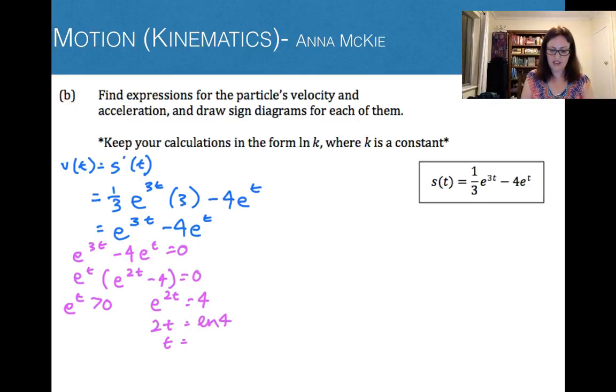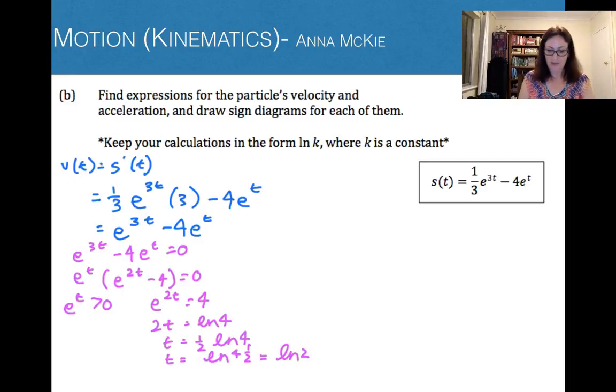Solving for t, divide by 2 or times by 1/2, and that's also the same as ln 4 to the power of 1/2, and then t, I've run out of room at the bottom here, that's equal to ln 2. And the decimal equivalent for that, because we're going to need it later, is, well actually perhaps I'll come back and tell you when we need it.